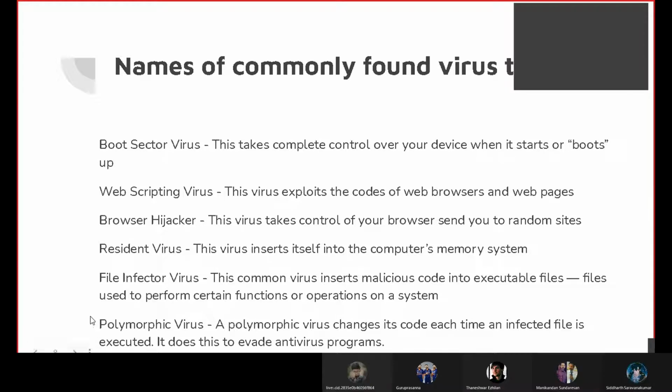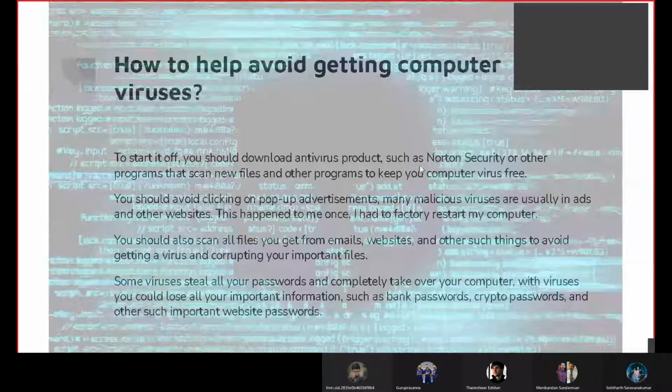A polymorphic virus changes its code each time an infected file is executed. It does this to evade antivirus programs. So pretty much it infects one file and changes the code so that antivirus cannot track it or stop it. This keeps going. How to help avoid getting computer viruses. To start off, you should download an antivirus product, such as Norton Security or other programs that scan new files and other programs to keep your computer virus-free.